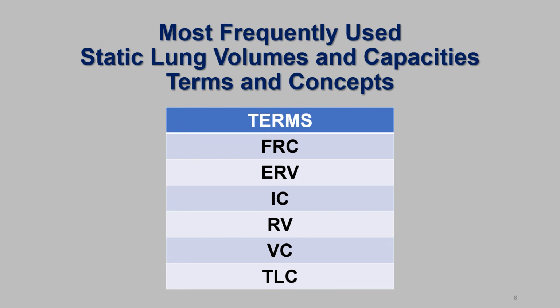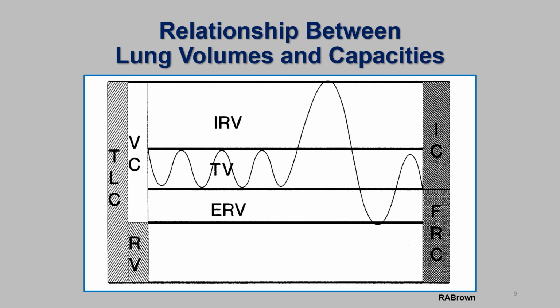While understanding the importance of all terms involving static lung volumes and capacities, for this presentation, I plan to primarily focus on these terms. This illustrates a relationship between lung volumes and capacities. Notice how two or more volumes make up a capacity. For example, inspiratory reserve volume, IRV, plus tidal volume, TV, plus expiratory reserve volume, ERV, equals vital capacity, the VC.